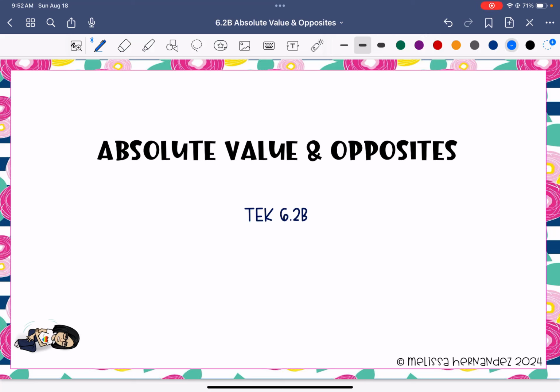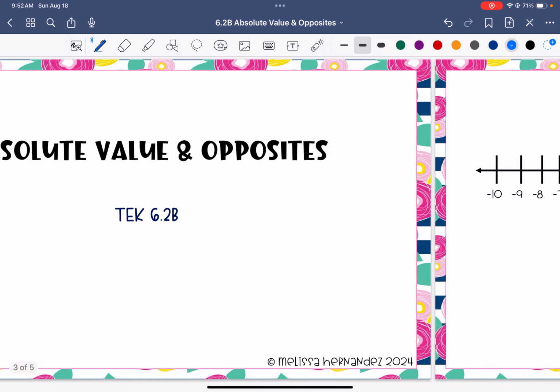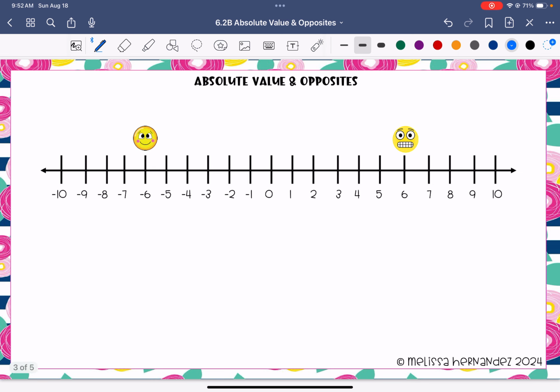In today's video, we're going to learn about absolute value and opposites. So for our first example, we have a number line that begins with -10 and it increases all the way to +10. So the smallest number is -10 and the largest would be +10. So let's first talk about opposites. So in elementary, we only did positive numbers and 0, and so forth.